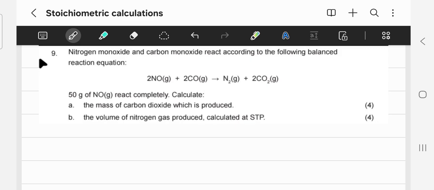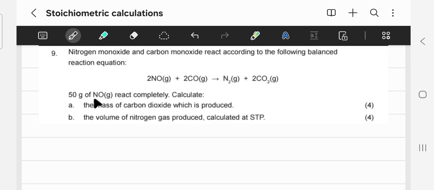So here they're saying to us nitrogen monoxide and carbon monoxide react according to the following balanced equation. This is our equation, and remember guys, when you do these calculations, it's important to confirm that the equation is balanced. But most of the time, if it is, they'll say so in the statement, and if they don't say that, then it means you have to balance the equation yourself. Another thing that you need to remember is that when you do these calculations, we'll be making use of what? Coefficients of our substances. That's why it's important for the equation to be balanced. All right, now let's proceed.